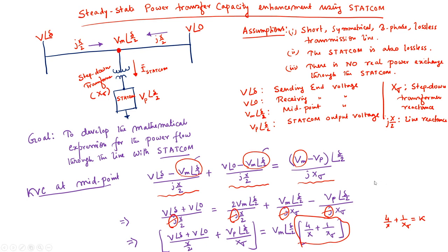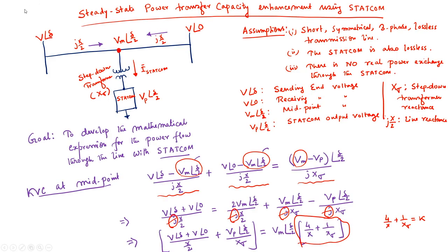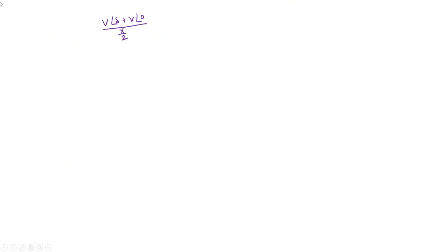If we consider so, then our equation would be V at an angle delta plus V at an angle 0 divided by x by 2, I wrote this part as it is, plus V p at an angle delta by 2 divided by x sigma, is equal to k V m at an angle delta by 2. Here k is representing 4 divided by x plus 1 upon x sigma.